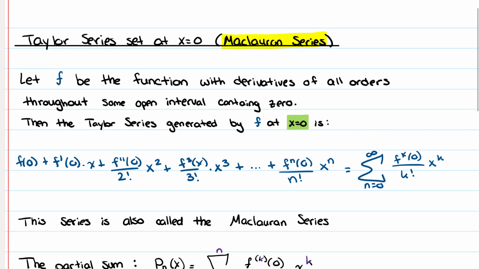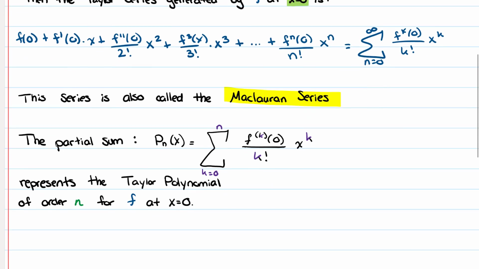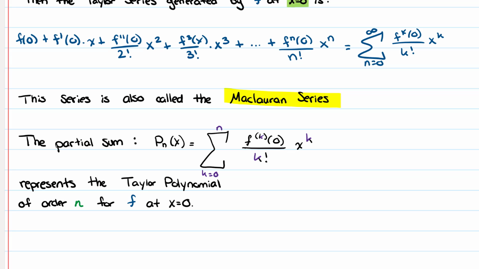So this is called a Maclaurin series. If you see something written like this, it's a Maclaurin series. And if you want to find the partial sum, it's going to be from k equals 0 to n. Instead of going to infinity, we're going to a finite n value. And this represents the Taylor polynomial of order n at x equals 0.